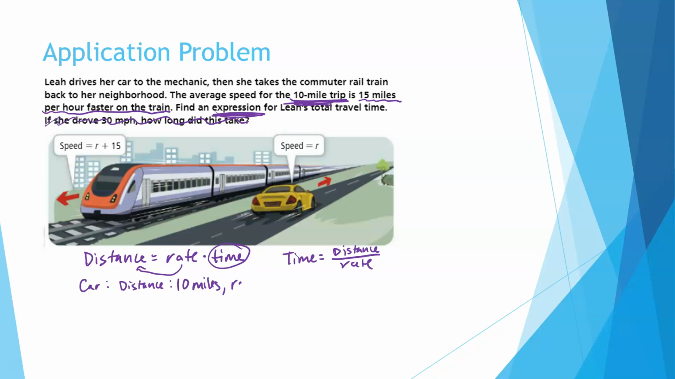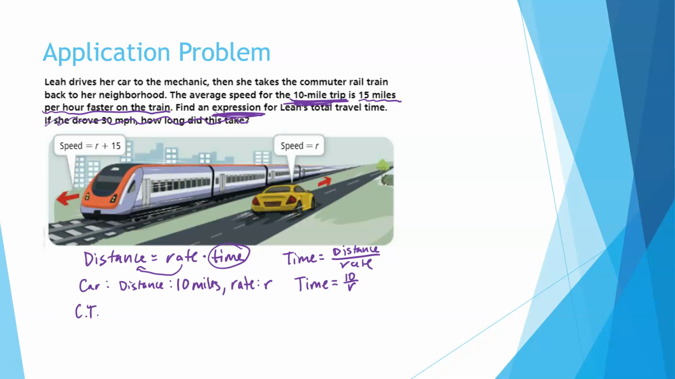And I'm going to say her rate is just r, because they don't tell me anything about her rate on the way there. So the time it takes for her to get to the place by car is 10 divided by r.